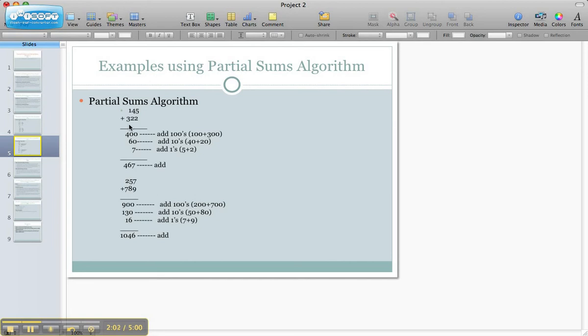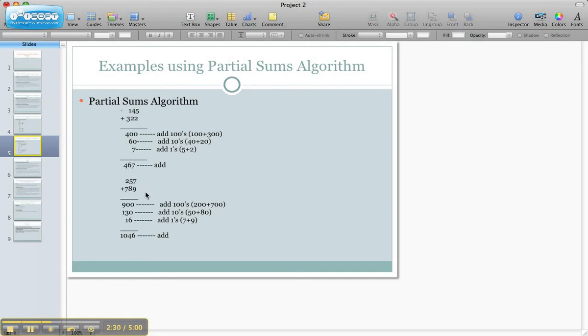For the partial sums algorithm, we have 145 plus 322. Basically, what you're going to do here is add the hundreds place together, the tens place together, and the ones place, and so on if you had more numbers. So for example, 100 plus 300 equals 400, 40 plus 20 equals 60, and 5 plus 2 equals 7. Then you just add these, and the answer is 467.